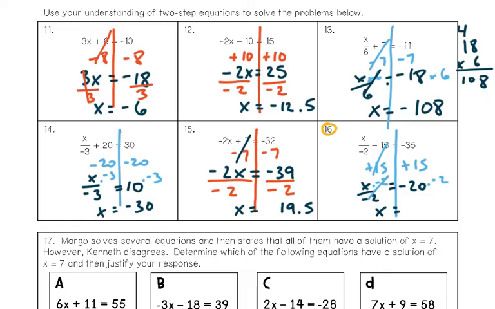Hopefully you caught that. That is incorrect. A negative times negative is positive, and then 20 times 2 is 40. That's it. I can plug in 40 into my original equation to check my answer.